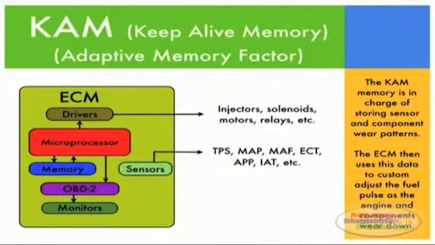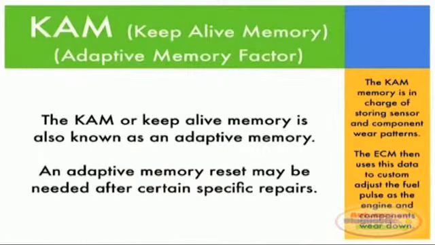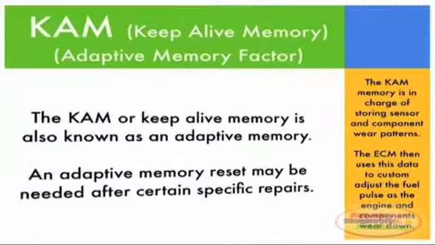The CAM, or Keep Alive Memory, also known as adaptive memory, is the cornerstone of a modern fuel injection adaptive system. The adaptive memory stores the wear and tear patterns of the different sensors, engine components, and actuators. The CAM memory has to be reset every time fuel trim repairs are done, otherwise the system will still behave as if nothing was done.